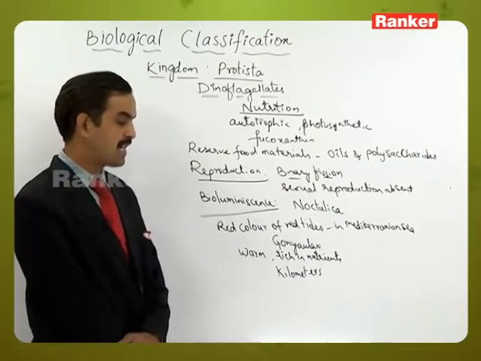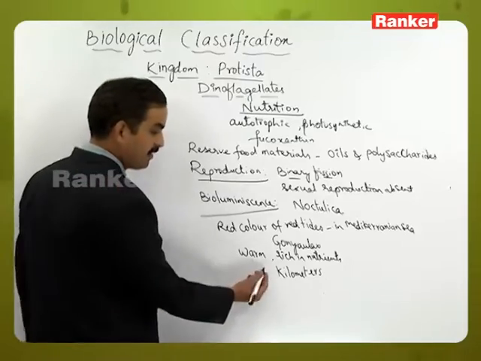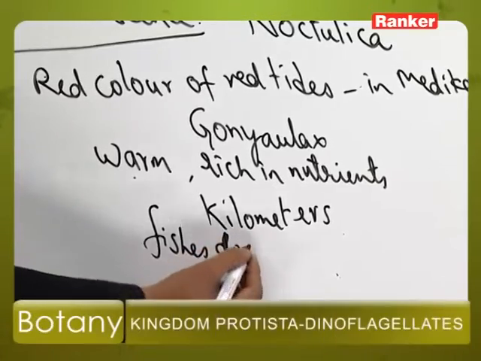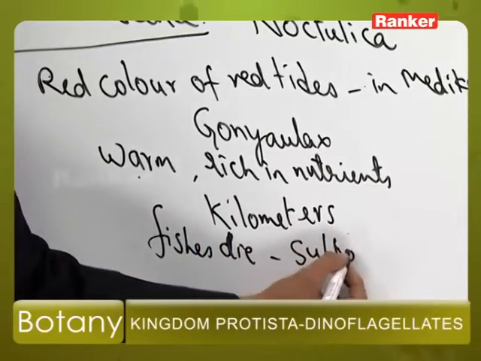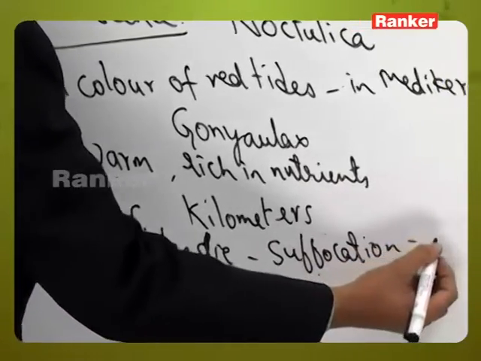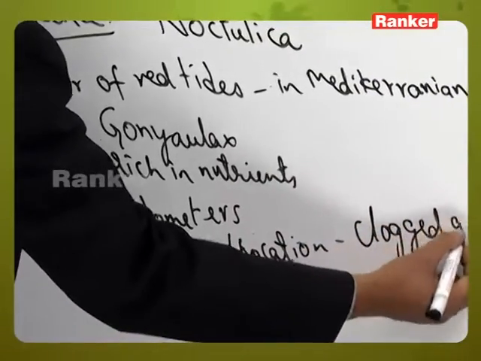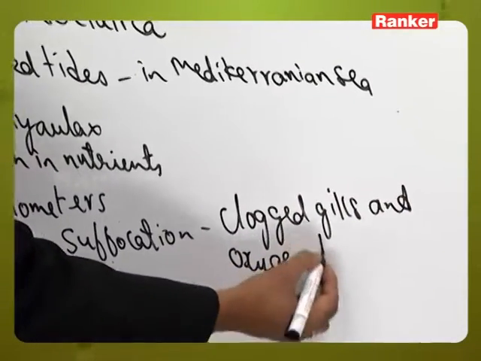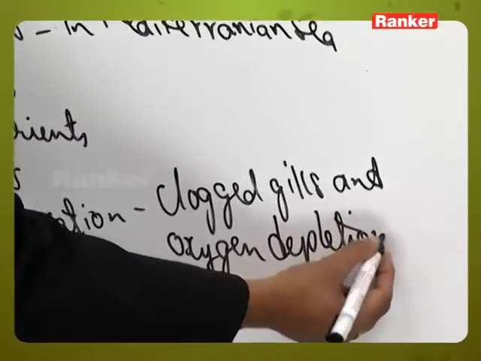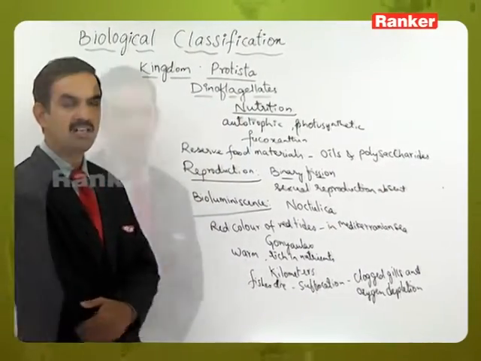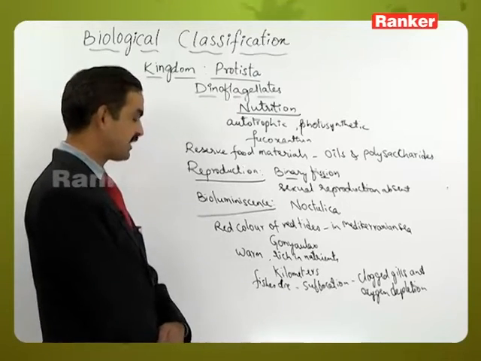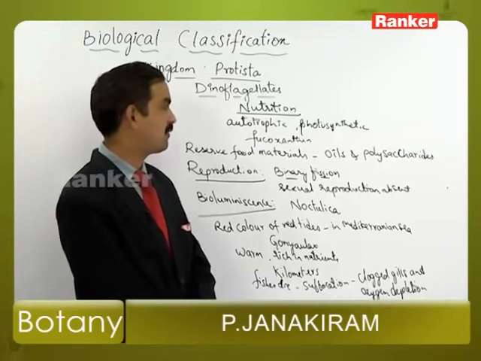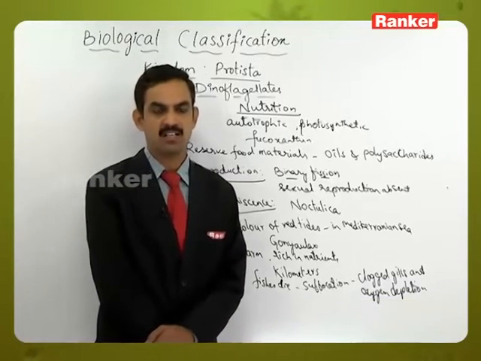That special feature forms tide-like structures, and this will kill the fishes also. Because of this, the fishes will die from suffocation. They will get suffocated due to clogged gills and oxygen depletion. When the fishes do not get the required amount of oxygen, respiratory problems may occur that lead to the death of the fishes. So that is a damaging character related to the dinoflagellates. These are some of the important characteristic features exhibited by dinoflagellate organisms of Protista.